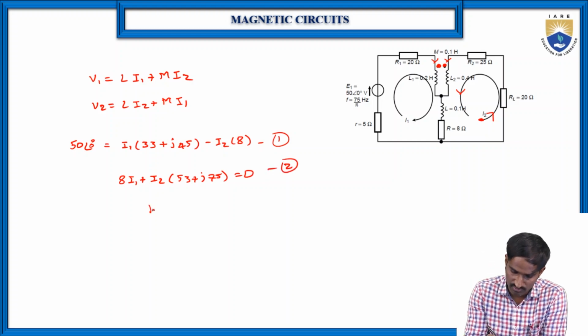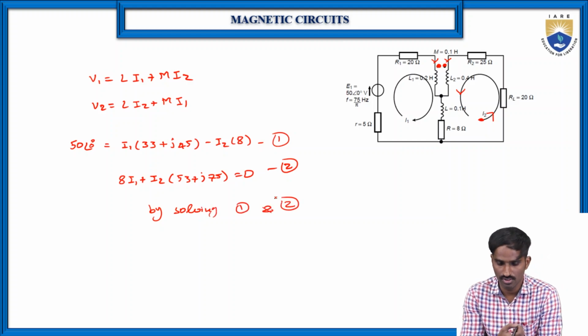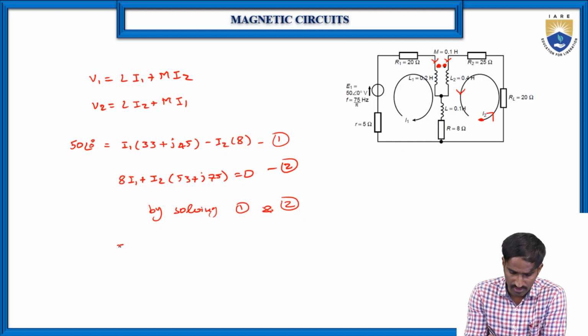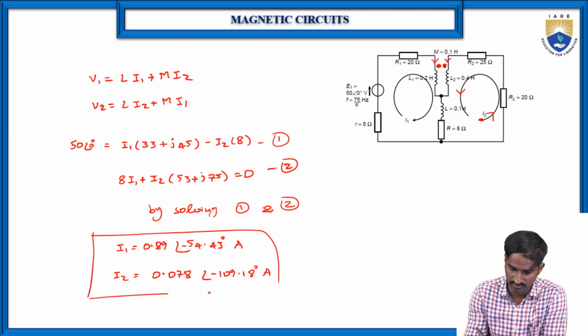Then again, by solving 1 and 2, you will get the values of I1 and I2. So here the I1 value is 0.89 at an angle of minus 54.43 degrees amperes, and the I2 value is 0.078 at an angle of minus 109.18 degrees amperes. So this is how we can find the values of I1 and I2.